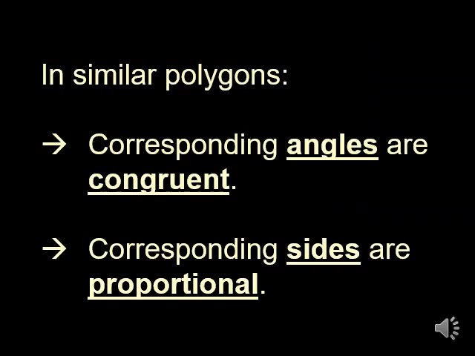There are two really important properties that happen whenever you have similar polygons. One of them is that in similar polygons, the corresponding angles are always congruent. So angles that match up have to be the same size. That's how you end up making the exact same shape.